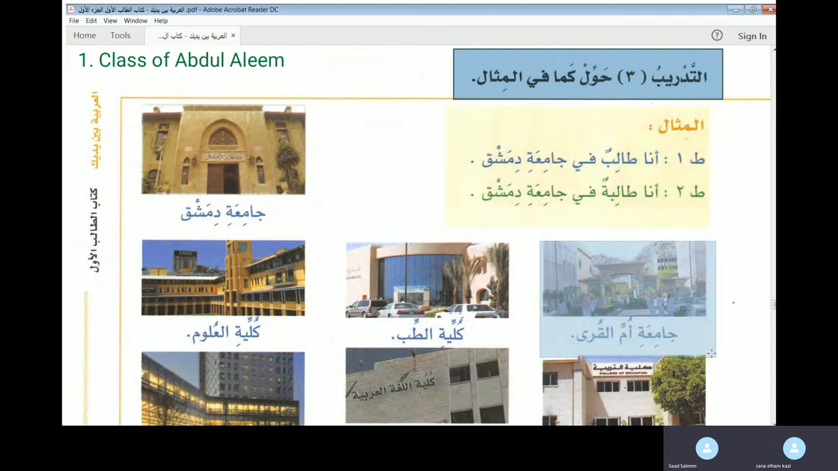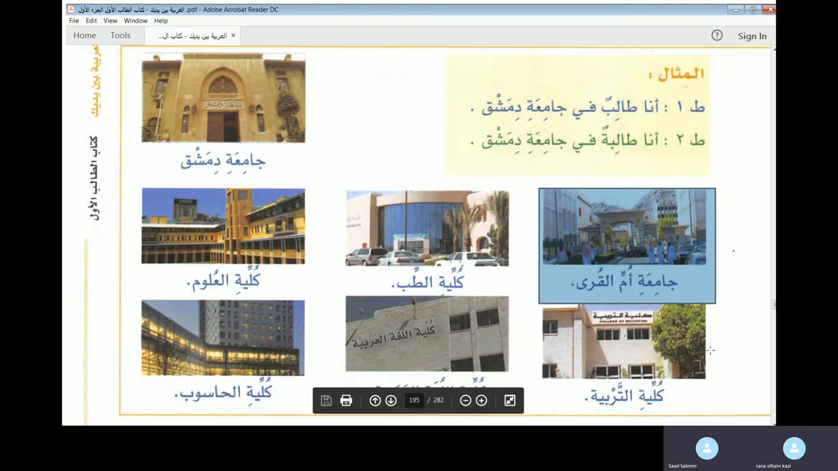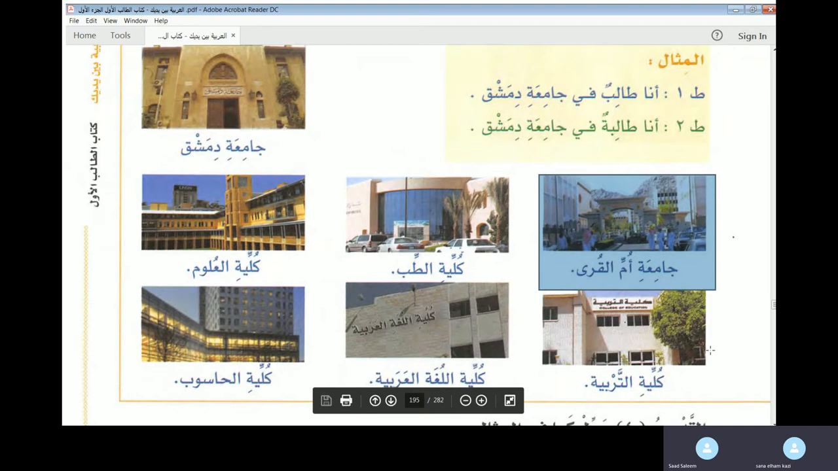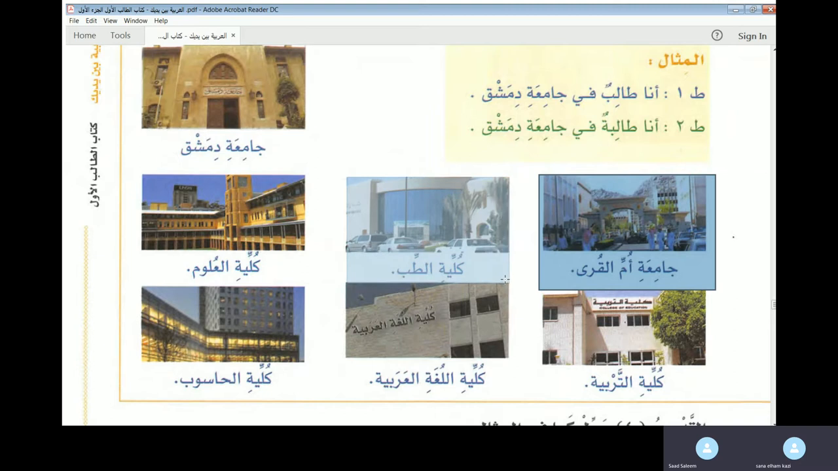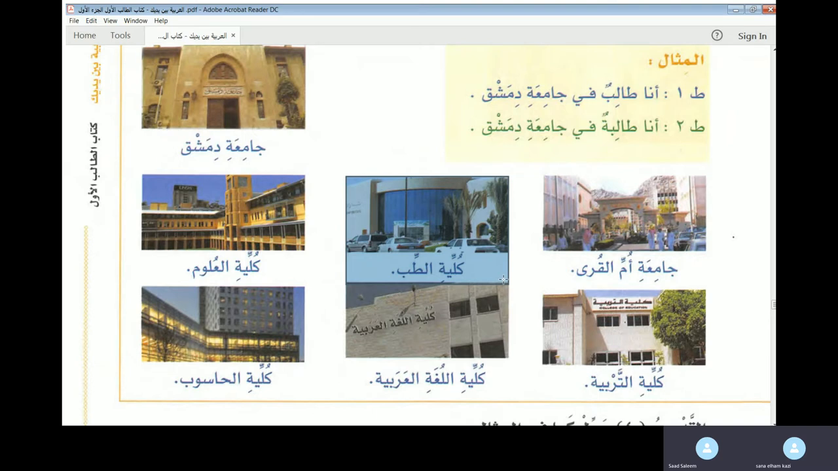Anna Talibun, Fi Jamiati Ummul Qura. I'm a student in Ummul Qura University. Anna Talibatun, Fi Jamiati Ummul Qura. I'm a student in Ummul Qura University. I am a student in the faculty of medicine. I am a student in the faculty of medicine, female. I am a student in the faculty of science. I am a student in the faculty of science, female.